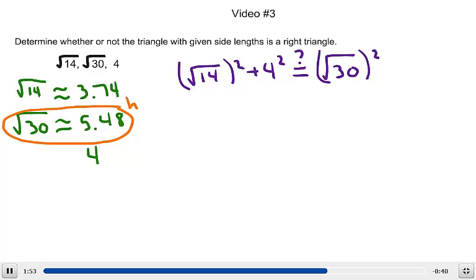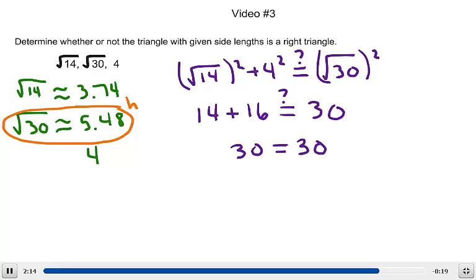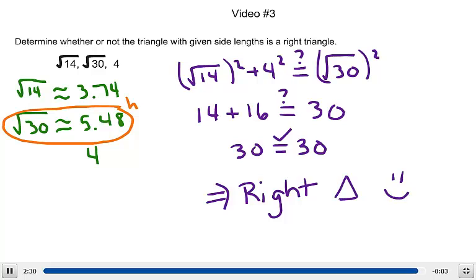Well, the square root of 14 squared is 14, plus 4 squared, which is 16. And we're asking, does that equal the square root of 30 squared, which is 30? When we combine our like terms on the left-hand side of the equation, we get 30 does in fact equal 30. So the statement holds true, which means these side lengths, the square root of 14, the square root of 30, and 4, do form a right triangle. Therefore, we have a right triangle. Nice work!